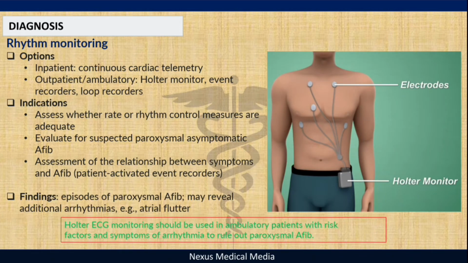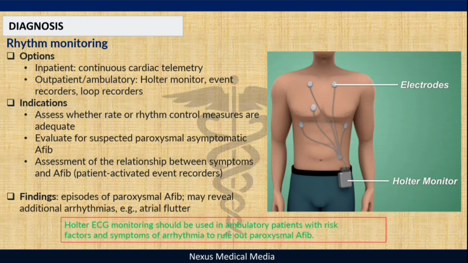Next will be rhythm monitoring. So you have the following options. In inpatient, there is continuous cardiac telemetry. In outpatient or ambulatory, there is Holter monitor, event recorders, loop recorders.